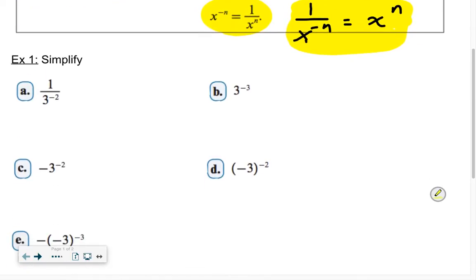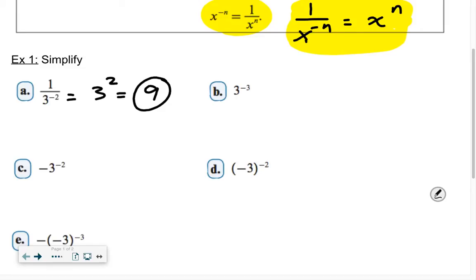They give us a number of examples here for number 1, all of them which I feel are really good. 1 over 3 to the negative second. There is our negative exponent again of 2. We want to get rid of it by moving it up on top. And as always, if we can simplify all the way, we're going to do so.